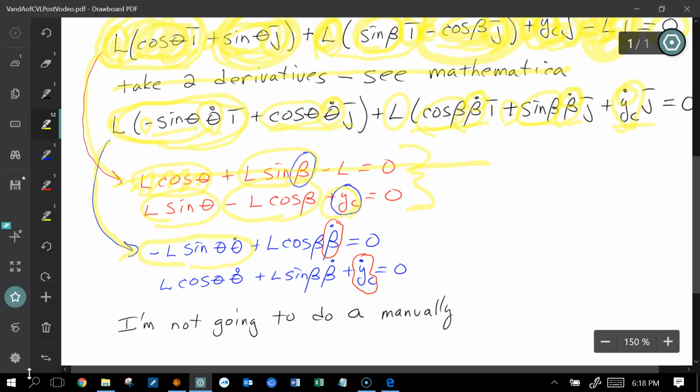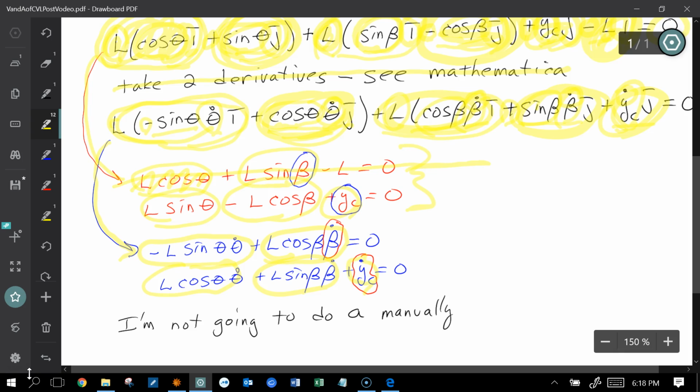Okay, and then that's not an I, so leave it alone. Here's an I, so pull it out, L, cosine beta, beta dot. Okay, and that's all of them. And then you pull out the J's. Here's a J, which comes down to here. Here's a J, which comes down here, and then here's a J, comes down here.